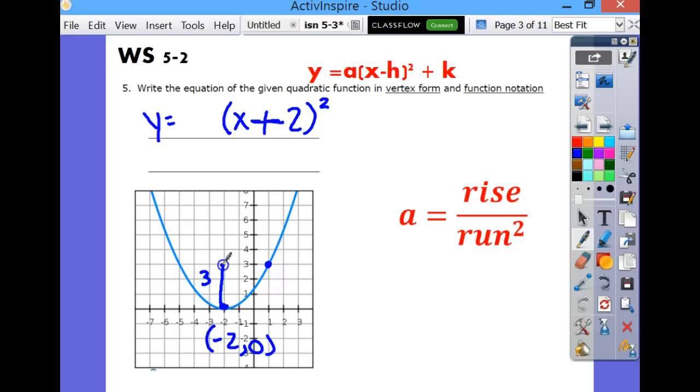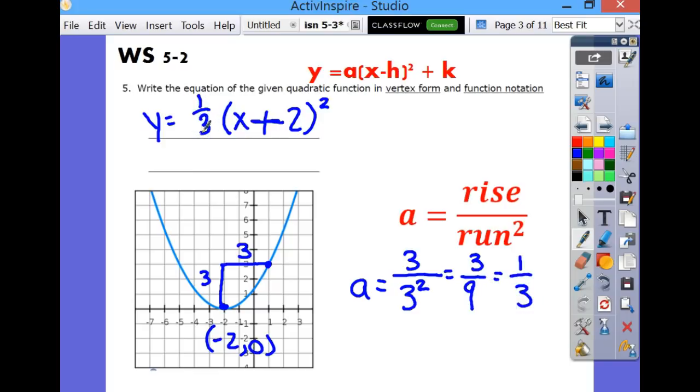The rise is 3, and the run is 3, so the a is 3 over 3 squared. You must square the denominator. 3 squared is 9. That reduces to 1/3. That is the equation of this parabola in vertex form. It doesn't have a negative sign in front because the graph is pointing up. In function form, f(x) = 1/3 (x + 2).